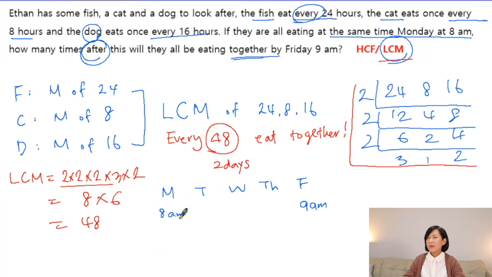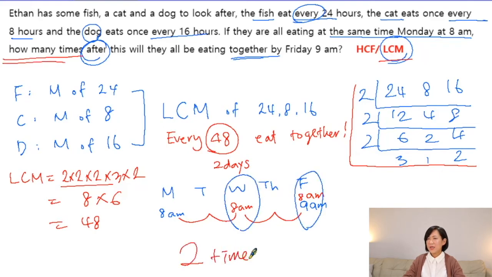So now let's go back to our question. The question is asking you to find how many times they eat together. So after the Monday, they eat 2 times. So our answer is 2 times.